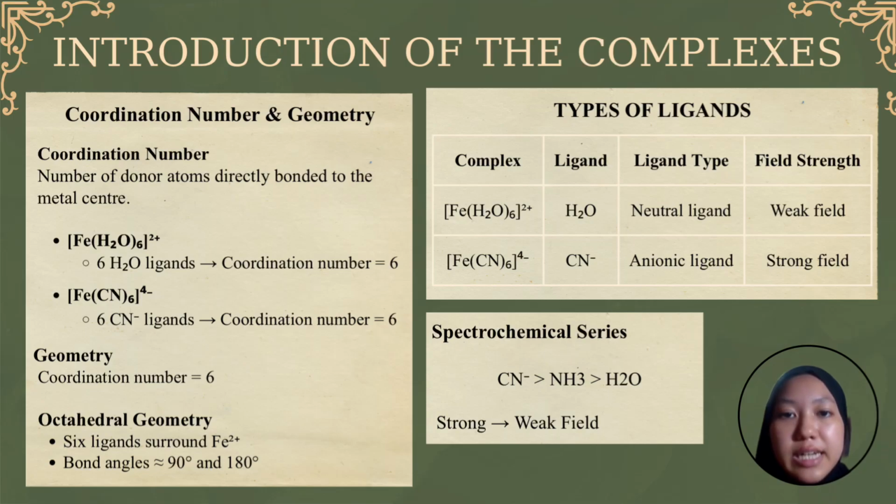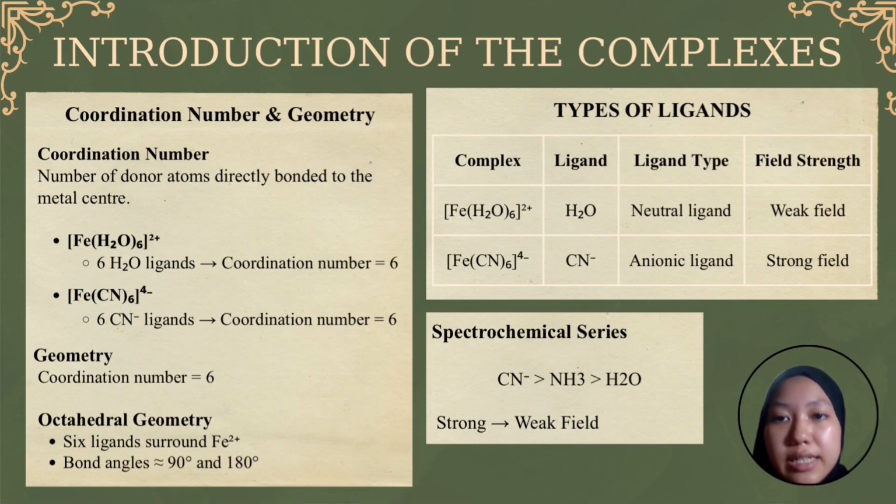The coordination number is the number of donor atoms directly attached to the metal center. In both complexes, 6 ligands are bonded to Fe2+. Therefore, both complexes have a coordination number of 6. A coordination number of 6 generally results in an octahedral geometry where the 6 ligands are arranged symmetrically around the metal ion. For the type of ligand, the ligands in these complexes differ significantly in their field strength.